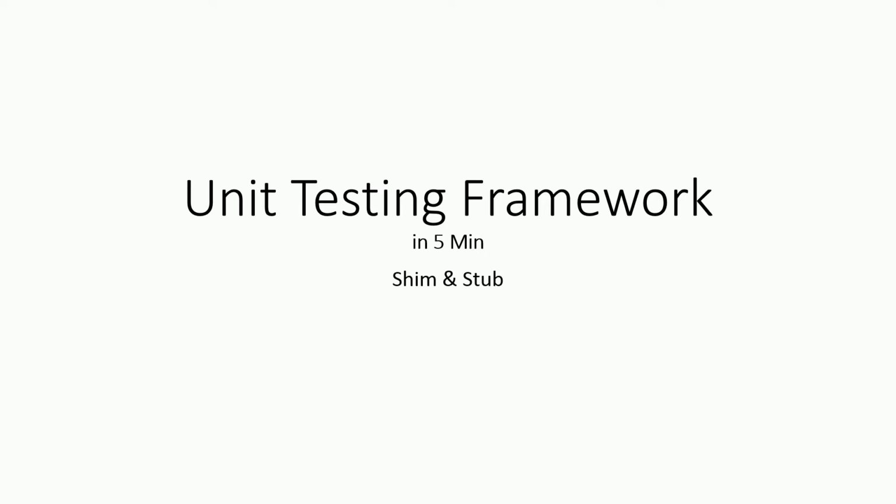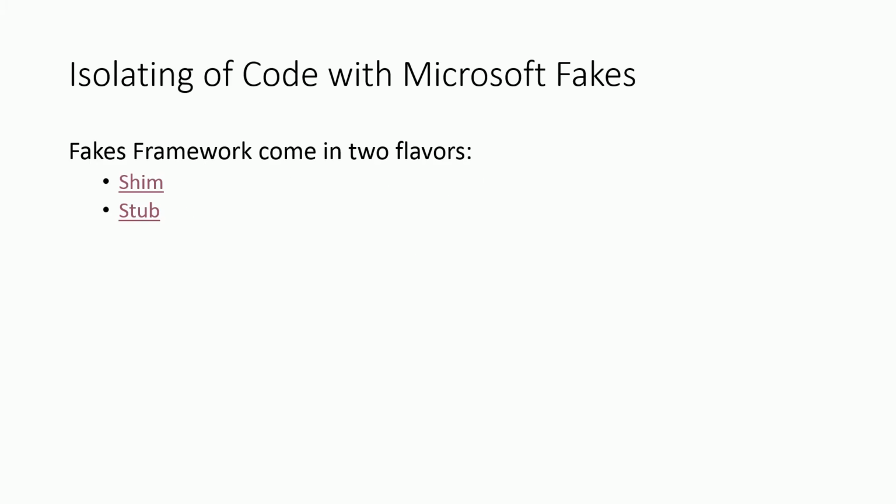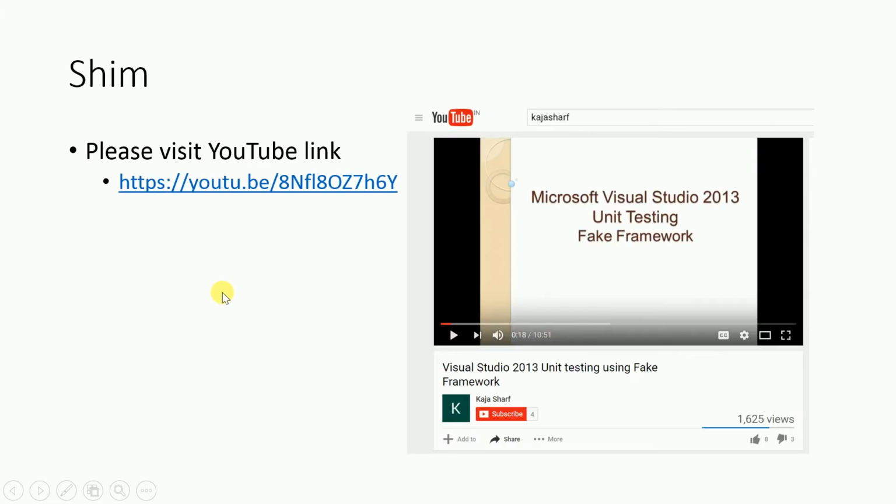As I told you earlier, I am ready with the fake framework using a stub. I'm planning this video for 5 minutes, short and sweet on that topic. Let's get on it. You know that in fake frameworks we have two different flavors: one is shim and another one is stub. I already explained the shim framework enough; if you want to refer to it again, just go through this link which is already shared on YouTube.